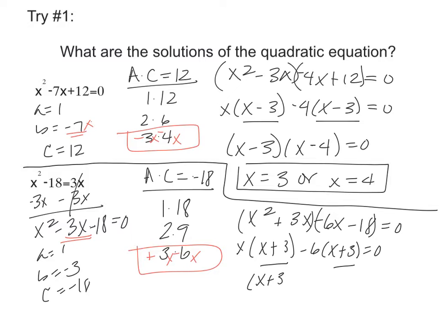So I have x plus 3 and x minus 6 set equal to 0. And when I'm done, my two zeros, or my two solutions, would be x equals negative 3 or x equals 6.